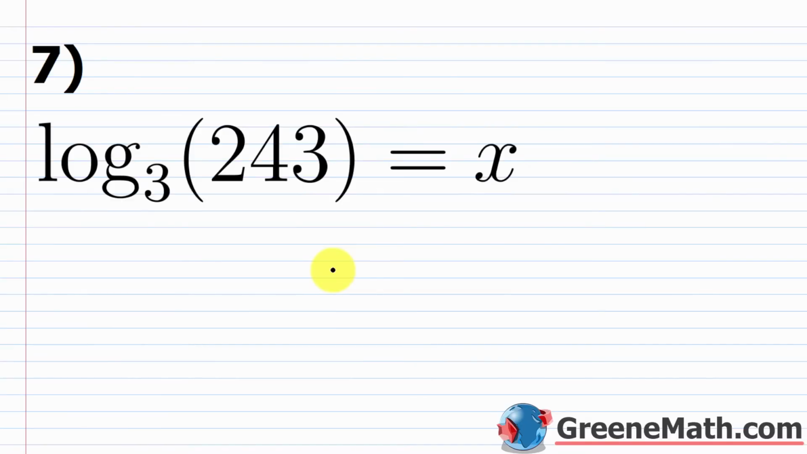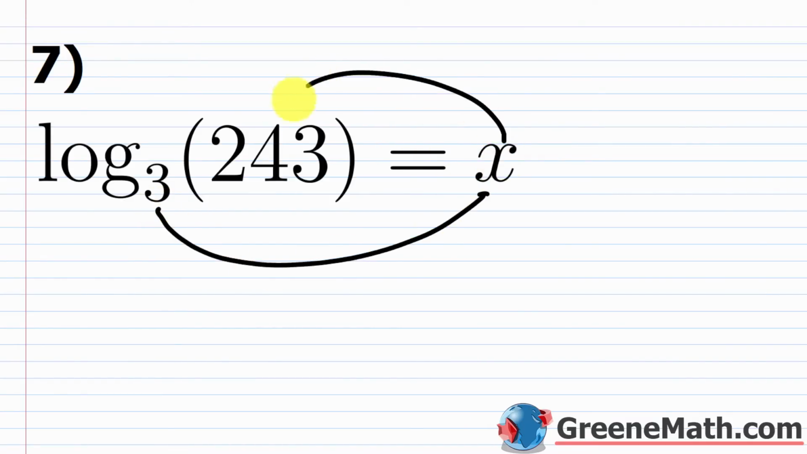Okay, for problem 7, we have log base 3 of 243, and this is equal to x. So again, to put this into exponential form, 3 to the power of x is equal to 243. And for this one, a lot of you will know that 243 is 3 to the 5th power. 3 times 3 is 9. 9 times 3 is 27. 27 times 3 is 81. And then 81 times 3 is 243. So you could just write this as 3 to the 5th power.